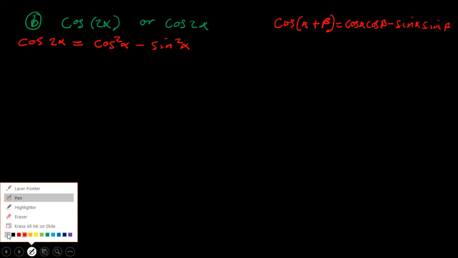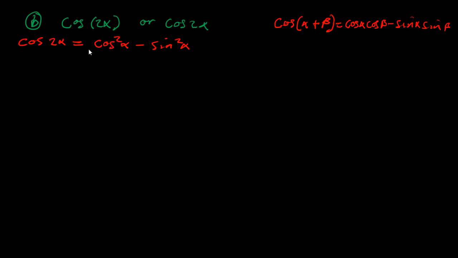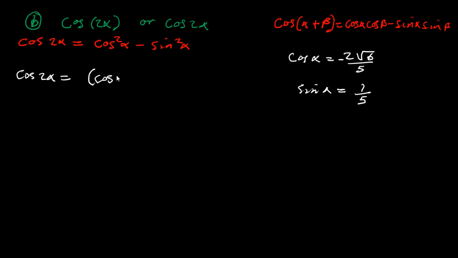So with that in mind, we can simply replace. Remember what we found. We found that cos alpha is simply equal to negative 2 square root 6 over 5, since cos is negative in that quadrant, and we know that sin alpha is simply equal to 1 over 5. So in that case, cos 2 alpha is just simply equal to open bracket cos alpha squared minus sine alpha squared.